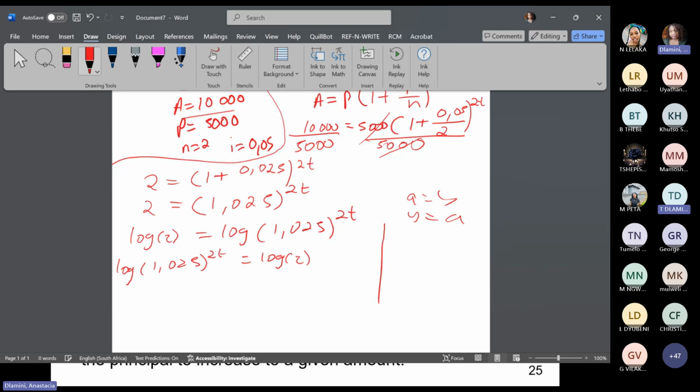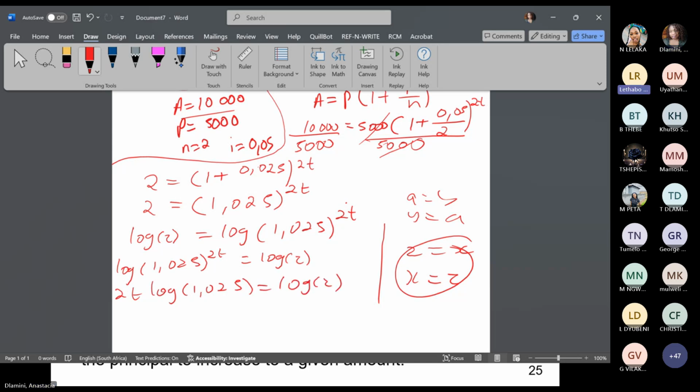I've seen my grade 12 learners write 2 is equal to x, and I say, no, don't write it like that. Write x is equal to 2. Do that as well, because you're looking for 2T. So 2T times log of 1.025 equals log of 2. Then I do what? Divide by what? By log of 1.025.